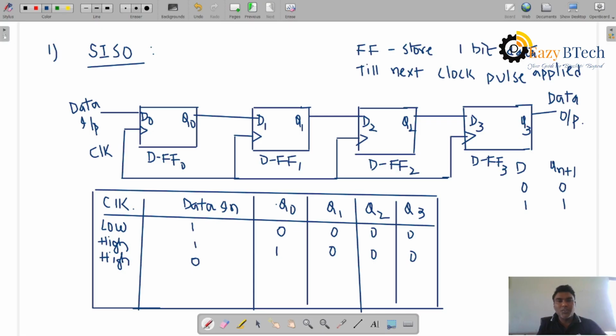Only one data is being processed. You can see this one. What happens here? Data is 0. So 0 over here, 0 processed over here. The 1 will be shifted right, and 0, 0, right?